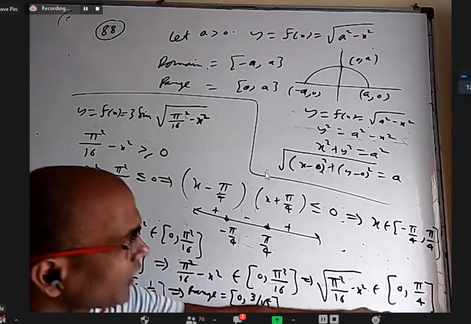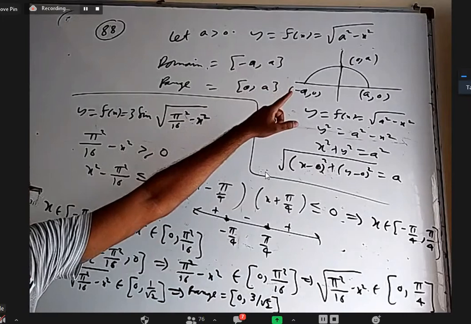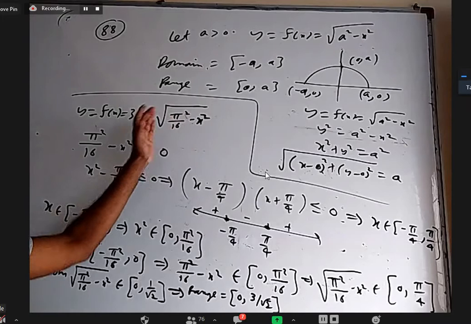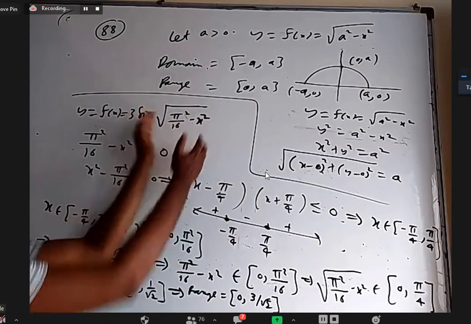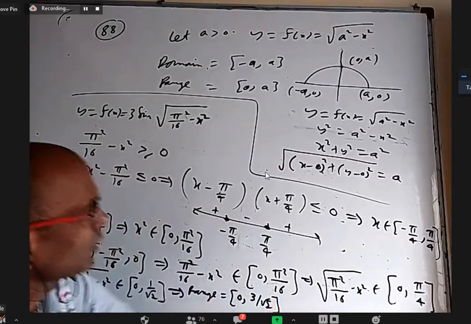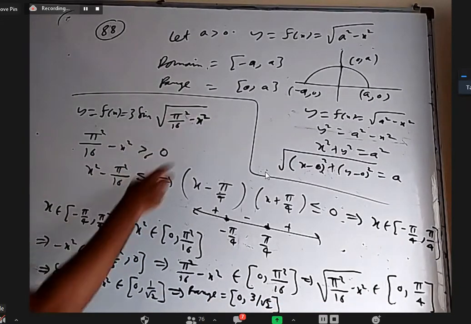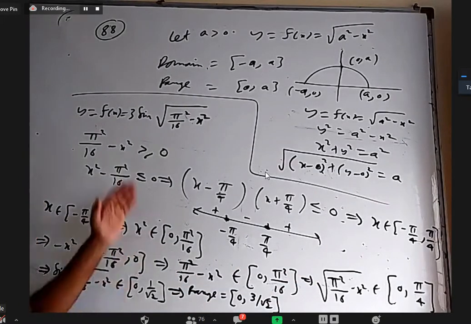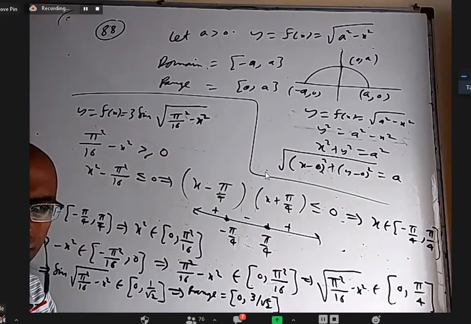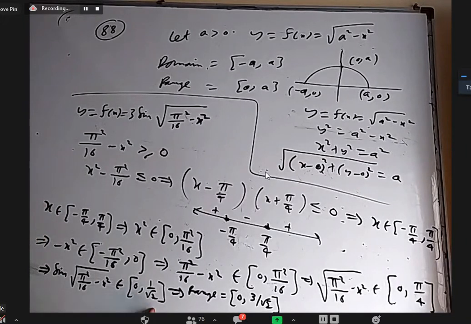But without all that, just now I said for root a square minus x square, what is the range? 0 to a. Like that, this also is root a square minus x square, only this part without the sign, so the range is 0 to a, and that a is pi by 4. I would have directly said this belongs to 0 to pi by 4, but I just wanted to write it like this. If something is between 0 to 45 degrees, sine of that will be between what to what? 0 to 1 by root 2. And then 3 times that? 0 to 3 by root 2.